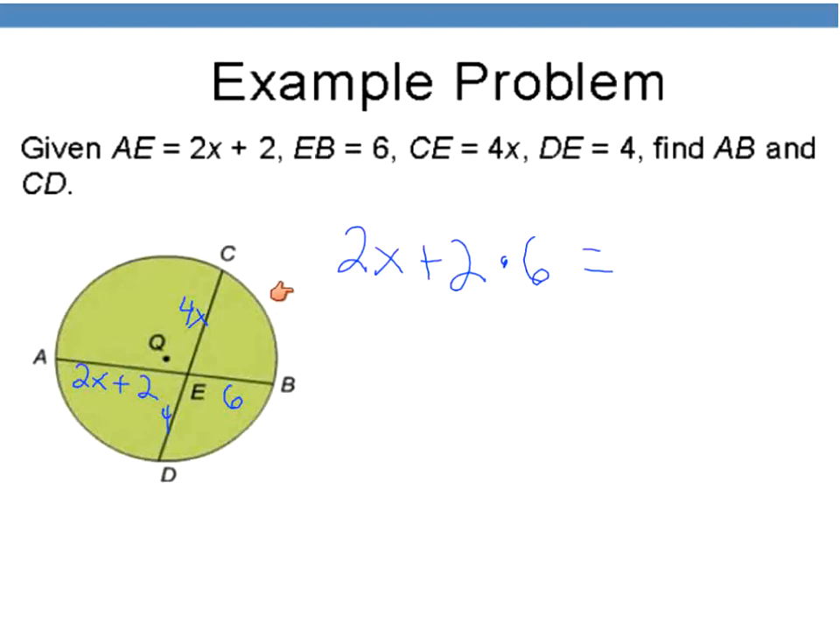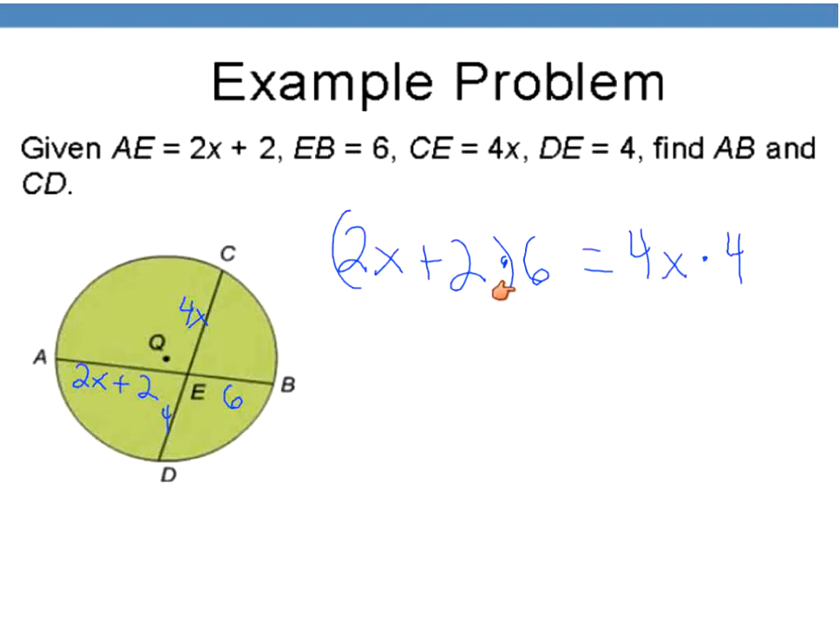I need parentheses, because I have to do the whole term times 6. So we're going to put that whole 2x plus 2 in parentheses. Everybody okay with that? One whole section times the other whole section. That's going to equal my 4x times 4. So just relook at your picture, make sure this makes sense. 2x plus 2 times 6, and the 4x times 4.